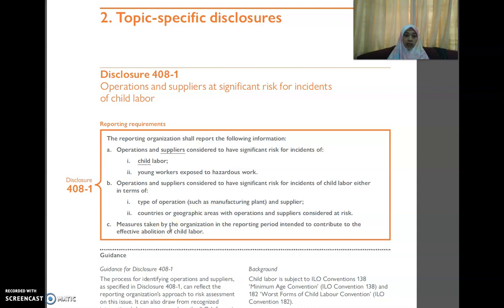So these GRI standards provide a detailed guideline on how companies should report on their CSR activities. Okay, hopefully you can understand that. If you want to know more, you can download the GRI standards and look into the detail of what other things are mentioned by these guidelines on how to report on CSR activities. Okay, thank you.